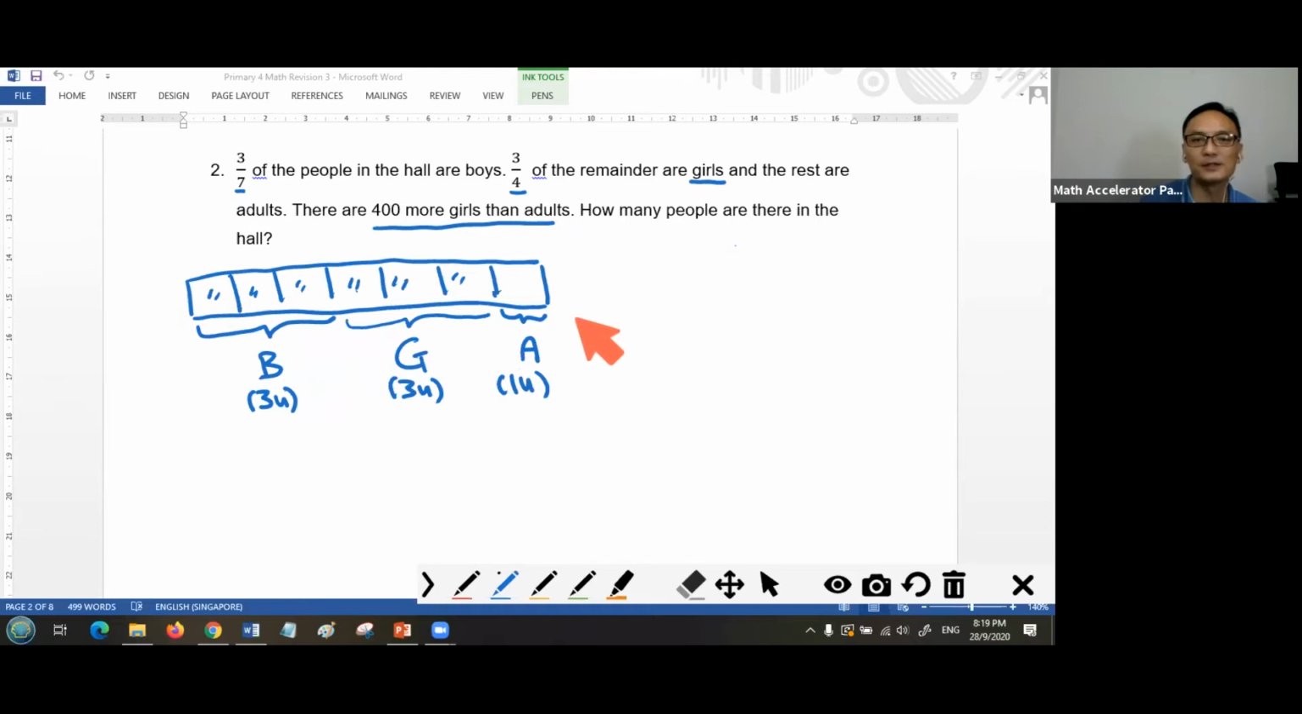So let's find the difference between the units for the girls and the units for the adult, and we will have 2 units. So these 2 units equal this number over here. So 2 units will be 400. How about 1 unit? Can you help me work out?